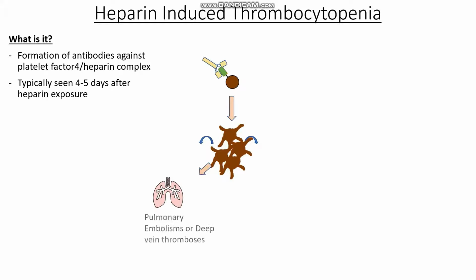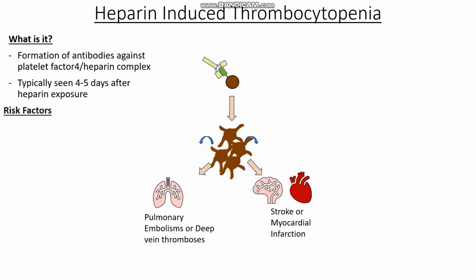These clots can then get deposited in the venous system, causing things like pulmonary embolisms or deep vein thrombosis, or they may get deposited in the arterial system, causing things like strokes or myocardial infarctions.